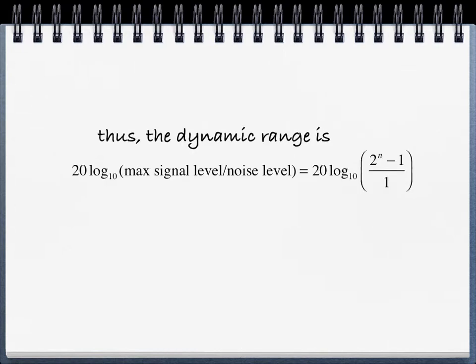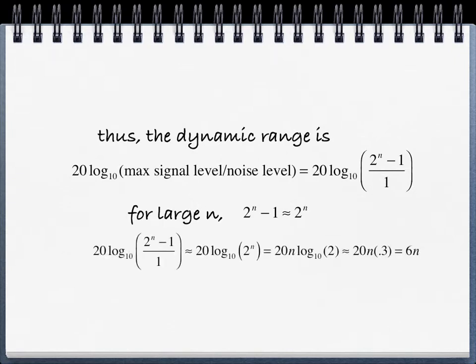Thus the dynamic range, which is the ratio of max signal level to noise level, expressed in dB, is 20 log base 10 of that ratio. So it would be 20 log base 10 of max signal level, which is 2 to the n minus 1, over the noise level, which is 1. But 2 to the n minus 1 is approximately 2 to the n for large n. So 20 log base 10 of 2 to the n minus 1 over 1 is approximately 20 log base 10 of 2 to the n.